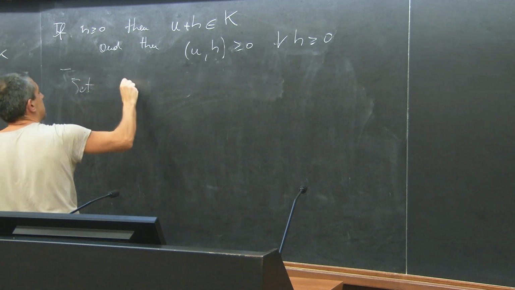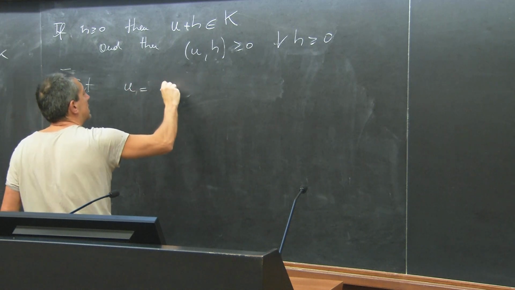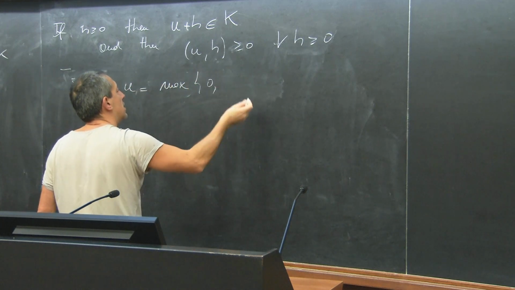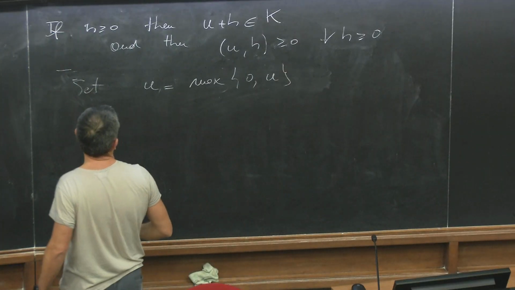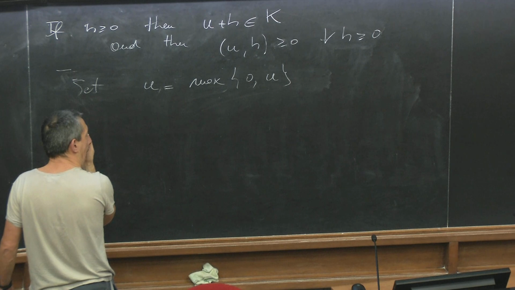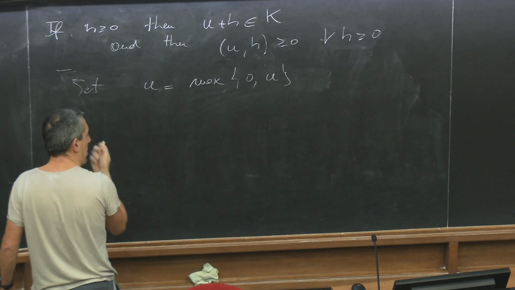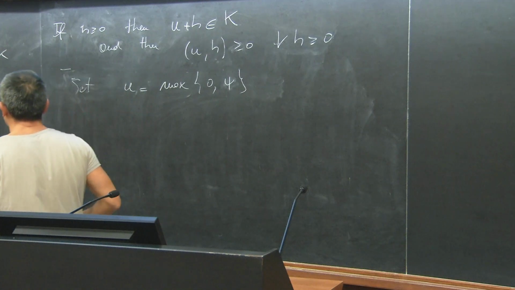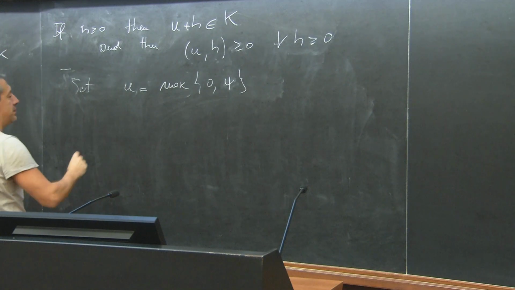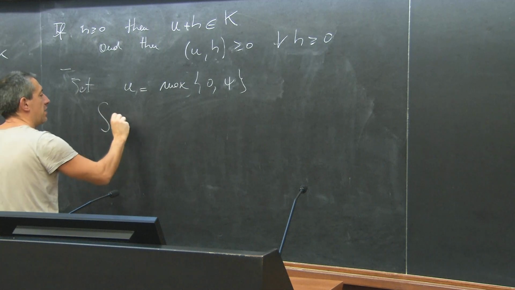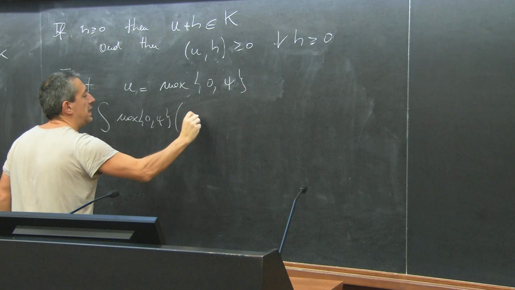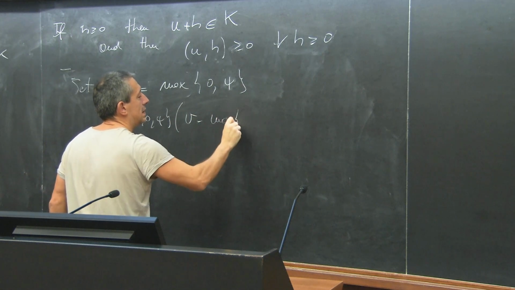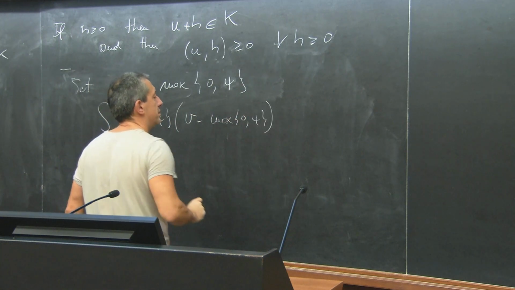So set u equal to the max of 0 and psi, and we have to verify this. So now let's compute this here. This is the integral of the max of 0 and psi, and then we have v minus the max of 0 and psi.